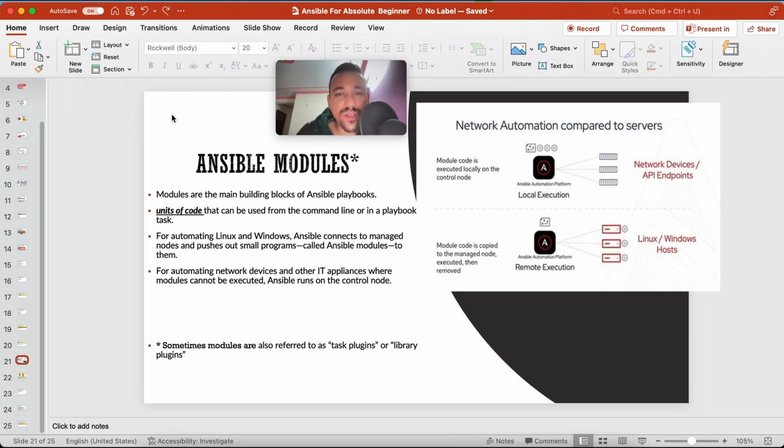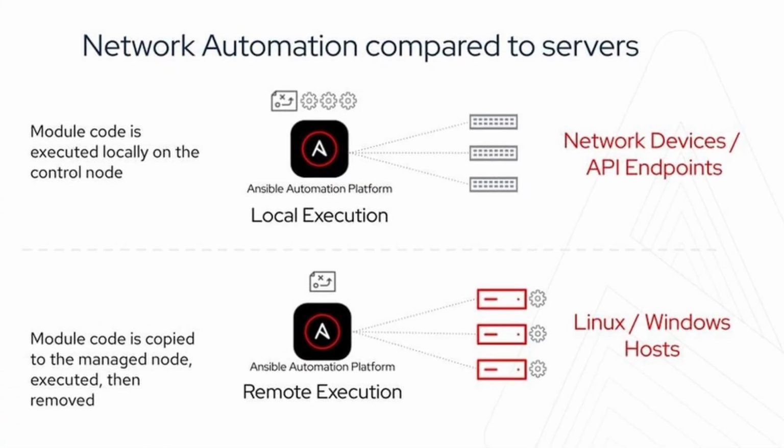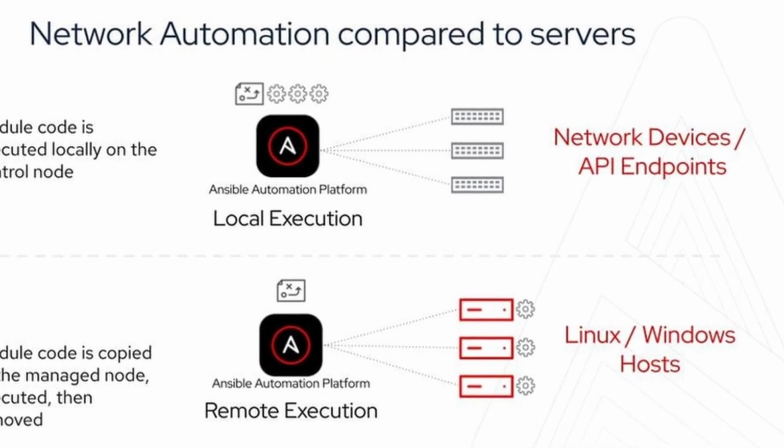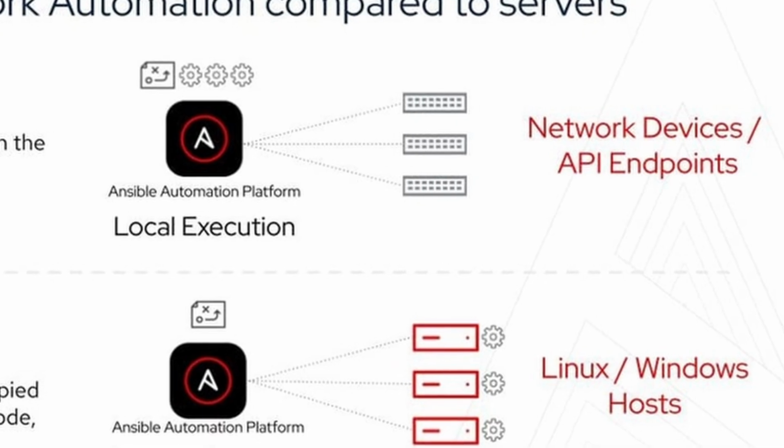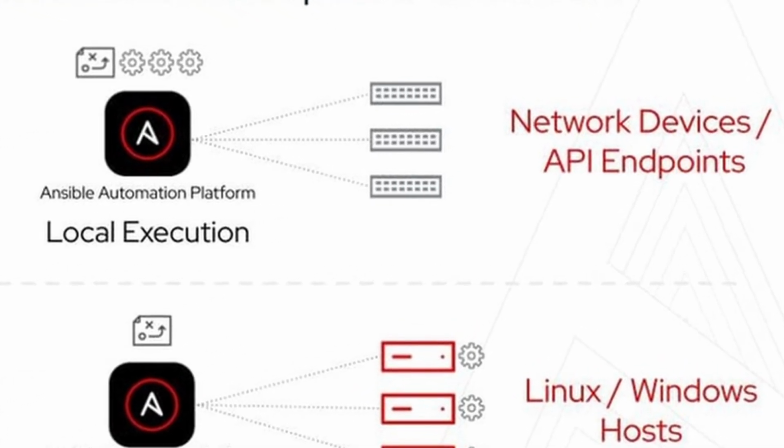Now in certain cases, copying the code to the remote server is not possible. Let's say we are using Ansible to automate certain network devices, right? Those devices might not have the capability to run the modules directly. In those cases, Ansible will copy this piece of code, which is the module, to a temporary directory on the local server from where we are running Ansible, and then execute those commands remotely.